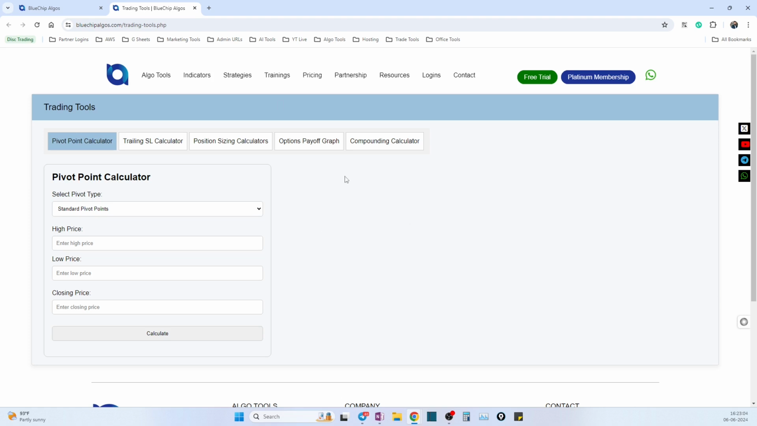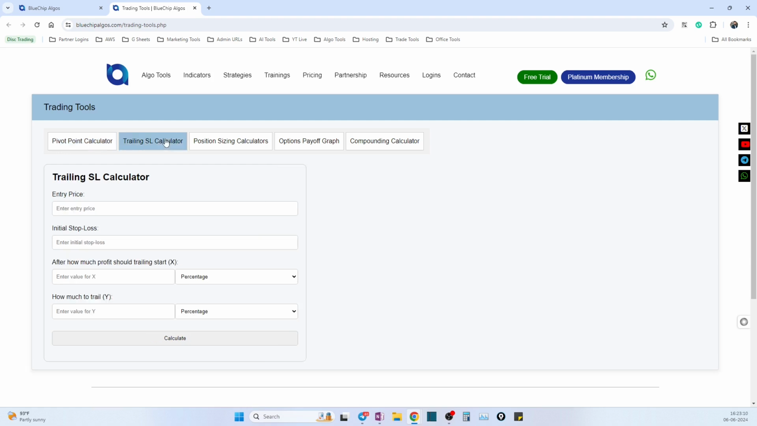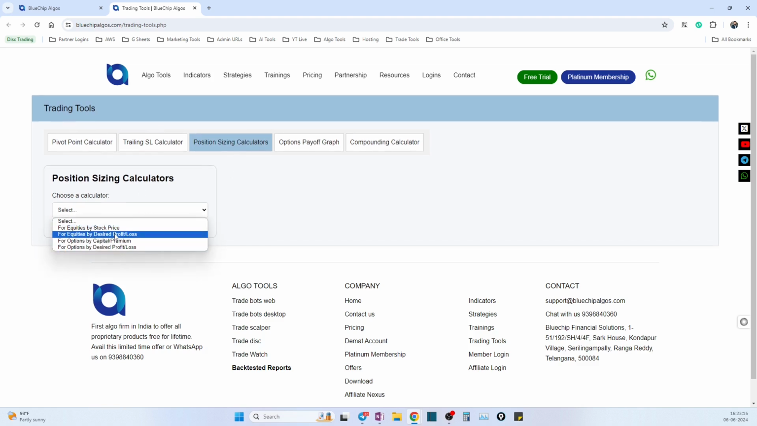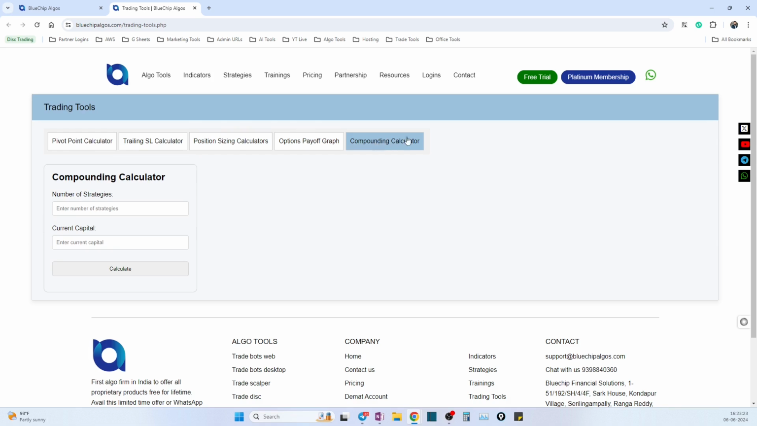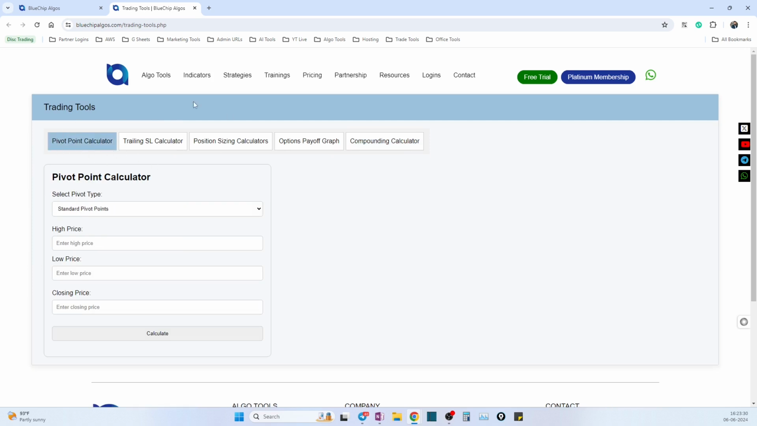As you can see, we have five tools currently. First one is the pivot point calculator. Second one is for trailing stop loss. Third one is for position sizing. As I mentioned, these are innovative calculators you generally do not find anywhere. And then we also have the option payoff graph, and then the compounding calculator. In this video, we are going to discuss the pivot point calculator.